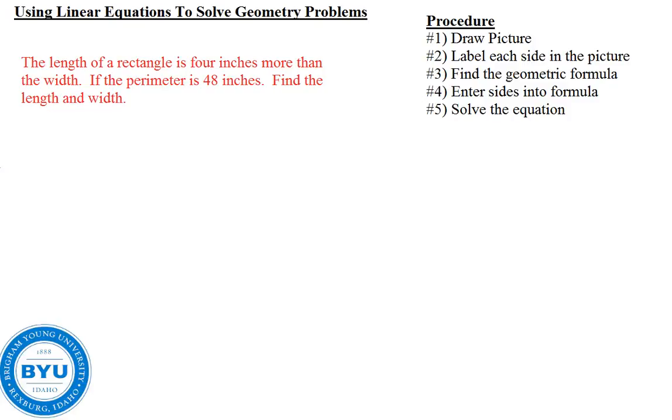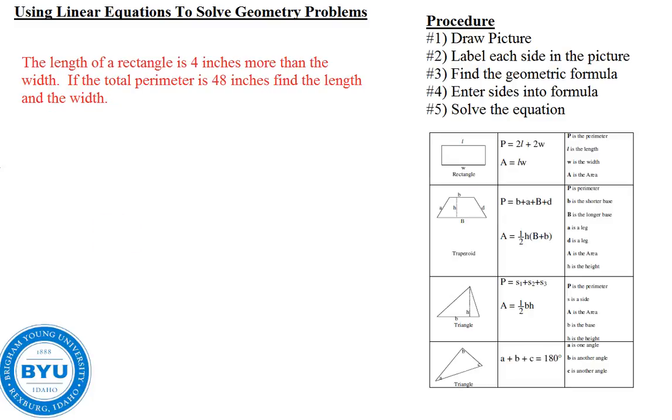Hello and welcome to this short refresher video on how to use linear equations to solve geometry problems. So let's take a look at this problem. Here we have the length of a rectangle is 4 inches more than the width. If the perimeter is 48 inches, find the length and width.